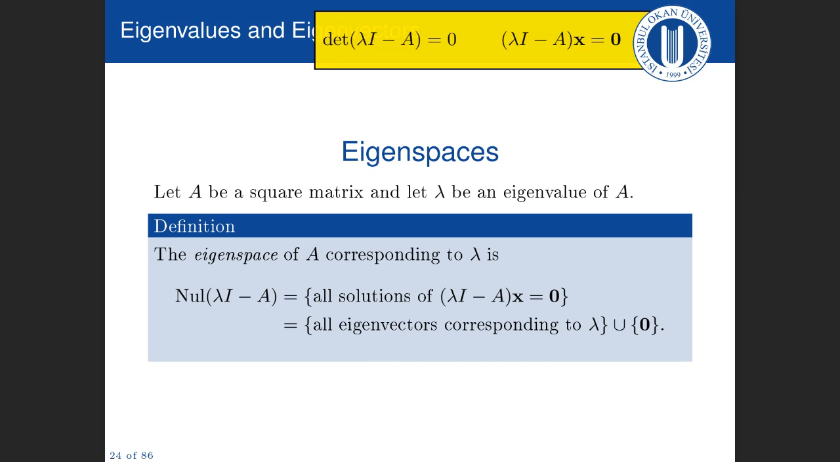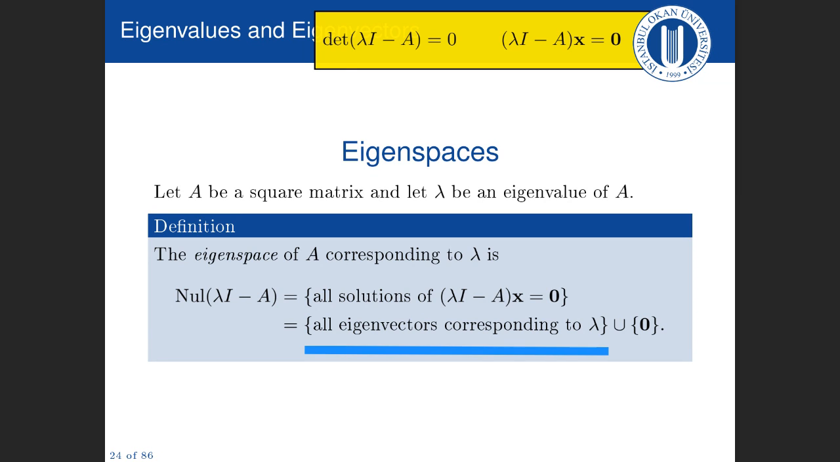Next, let's talk about eigenspaces. Let A be a square matrix, always a square matrix if we're talking about eigenvalues, eigenvectors, and eigenspaces, and let lambda be an eigenvalue of A. The eigenspace of A corresponding to lambda, well, what we want to do is take the set of all eigenvectors corresponding to lambda, but that's not a subspace.